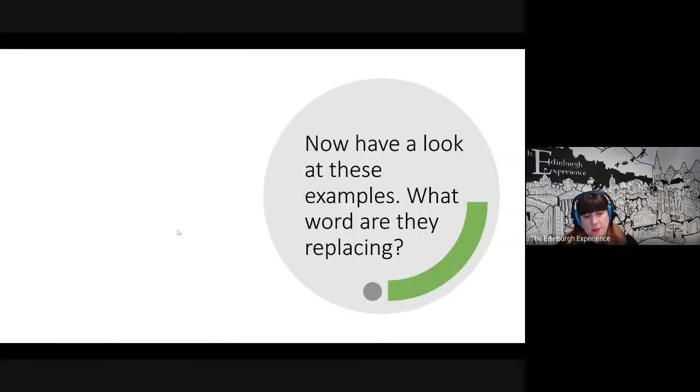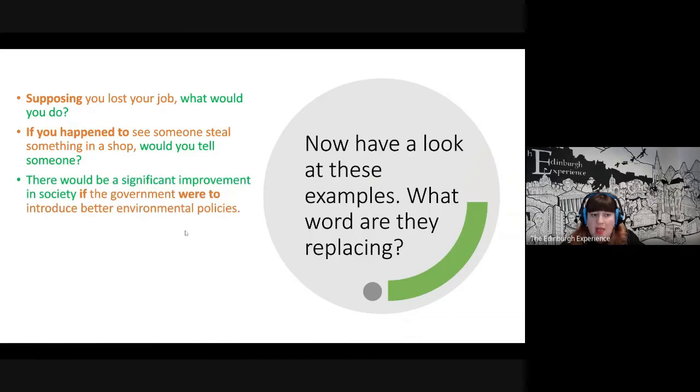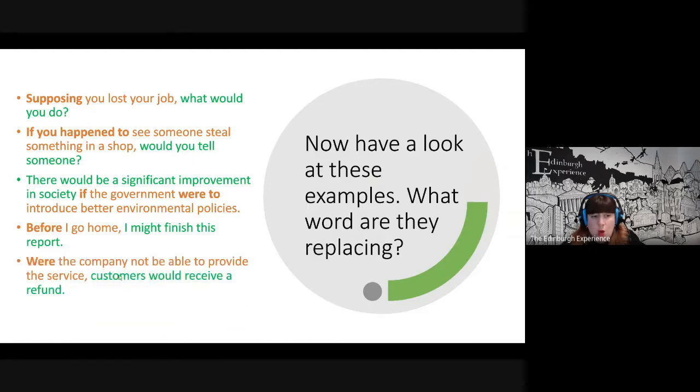Right, now here's some other examples of second conditional sentences. Think about what the word in bold is replacing. So, supposing you lost your job, what would you do? If you happened to see someone steal something in a shop, would you tell someone? There would be a significant improvement in society if the government were to introduce better environmental policies. Before I go home, I might finish this report. Were the company not able to provide the service, customers would receive a refund.